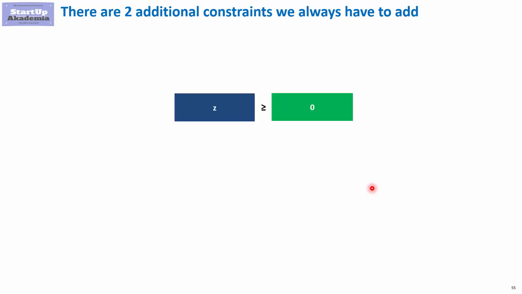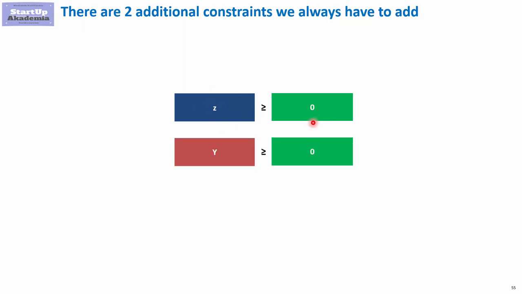There are 2 additional constraints we always have to add, and they will be automatically added by the solver when we do it in Excel. But here, let's define it. So we have to make sure that the number of burgers we produce is bigger or equal to 0. So in the case of the classical burgers, we've got Z equal or bigger than 0. And in the case of the cheeseburgers, we've got Y equal or bigger than 0. So that's in short the constraints we have listed.